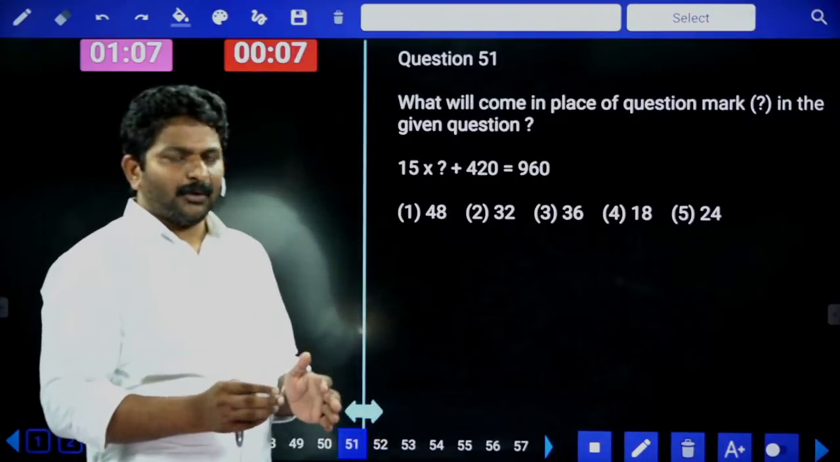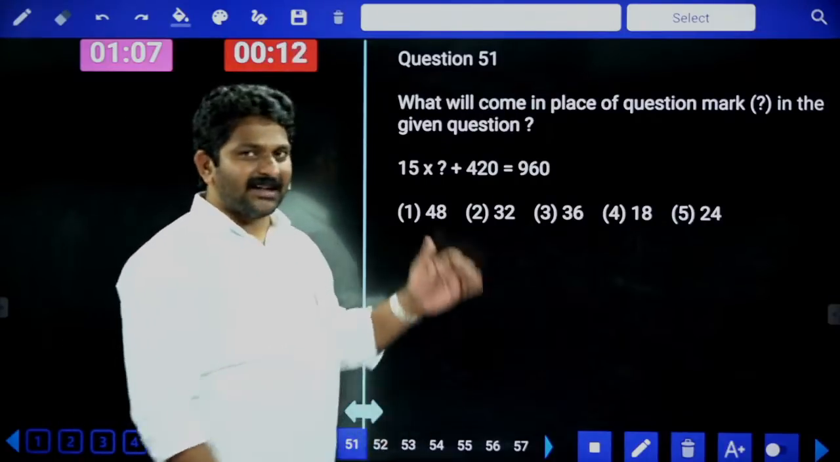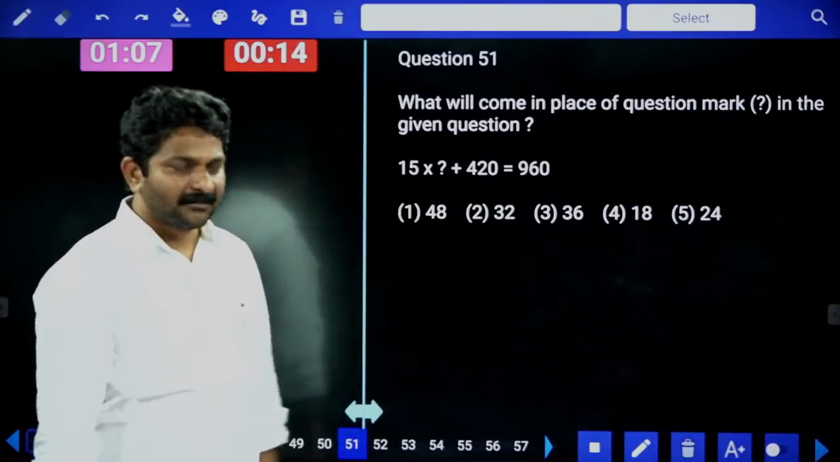Standard would be probably 10% higher or lesser than this particular paper. That's all.